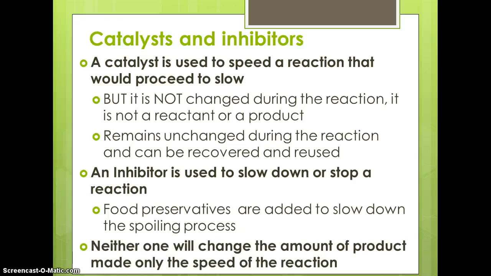And the last one then, neither a catalyst nor an inhibitor will change the amount of product made. It only is going to affect the speed of the reaction. If we add a catalyst, it's going to make it go faster. If we add an inhibitor, it's going to make it go a lot slower. It doesn't change anything about the amount of product.